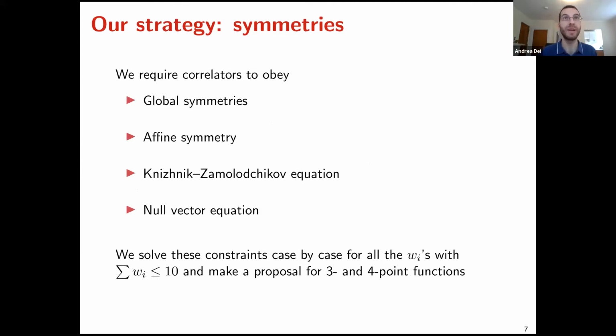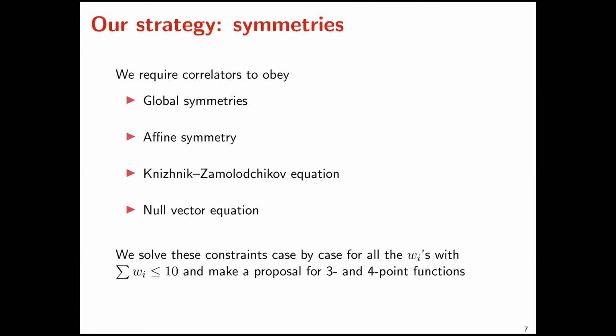Now, as I told you already, our strategy is just to impose all the symmetries that the model is known to obey. And unfortunately, these symmetries are not known in closed form, but they can be worked out case by case for any choice of winding. So what we do is to explicitly write them and solve them for zillions of examples. We have more than 200 combinations of different spectral flows. And from these many data points, we are able to guess a formula that interpolates and propose a closed solution for 3 and 4-point functions.